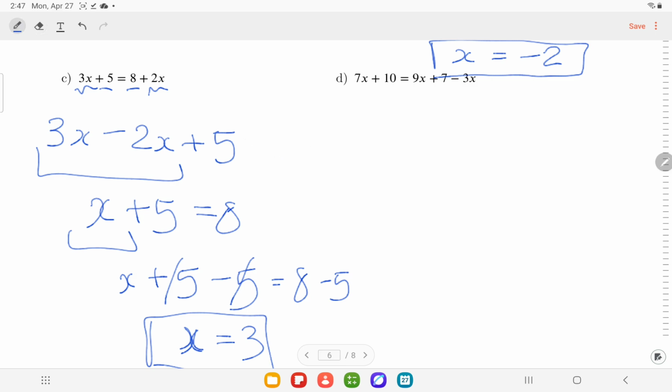And for D, it's the same idea. We have like terms of 7x and negative 3x, and also a 9x. So now we have 3 terms that carry the x, and we have 10 and 7. So first we want to combine all of our terms with an x together and all of the terms without an x together. So since there's already 2 terms with an x here on this side, we can subtract both sides by 7x to bring the 7x over to the right as well.